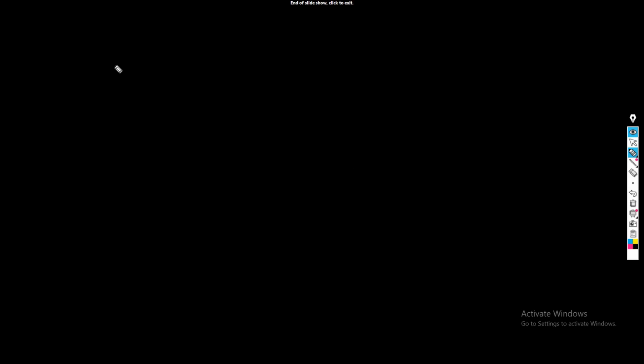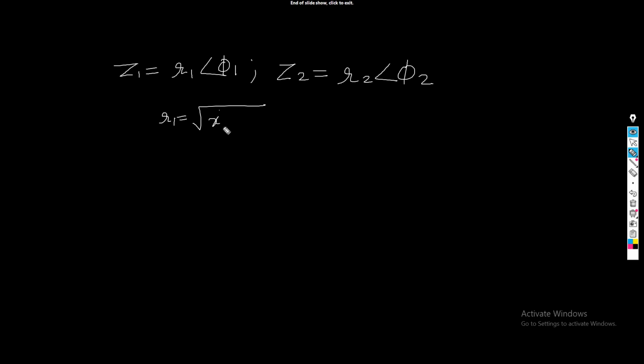Suppose there are two complex numbers z1 equal to r1 angle phi 1. This is one complex number. Another complex number is z2 equal to r2 angle phi 2, where r1 is the magnitude of the complex number z1. R1 will be calculated as under root of x1 square plus y1 square, and phi 1 will be calculated as tan inverse y1 by x1.